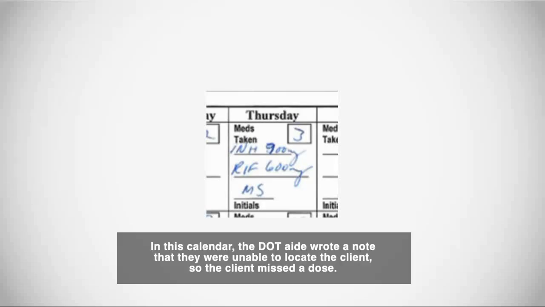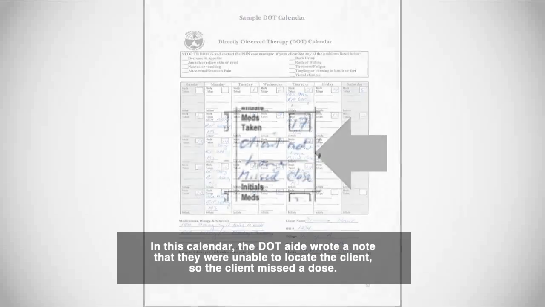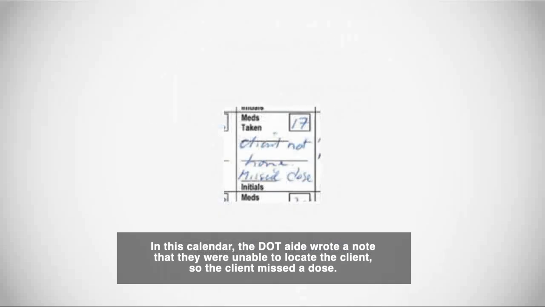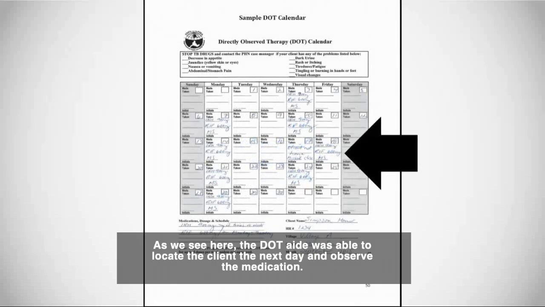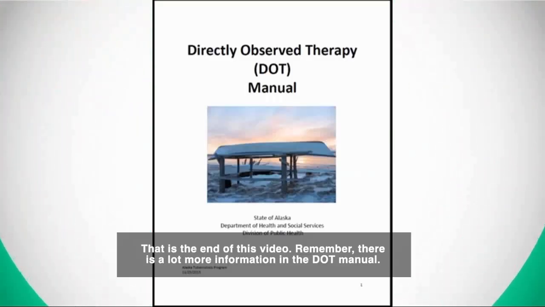In this calendar, the DOT aide wrote a note that they were unable to locate the client, so the client missed a dose. As we see here, the DOT aide was able to locate the client the next day and observe the medication. That is the end of this video.